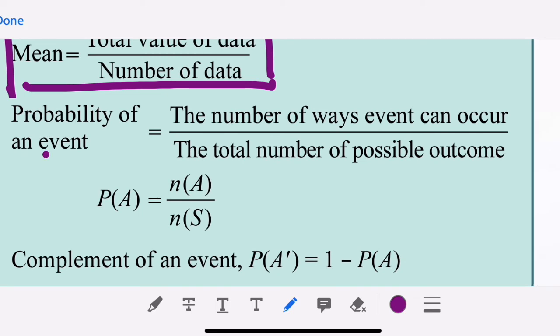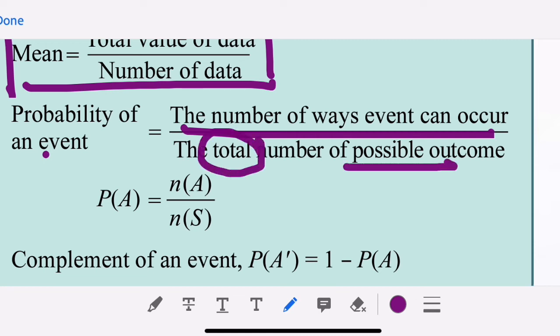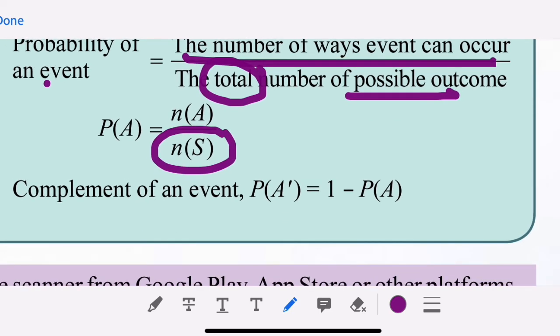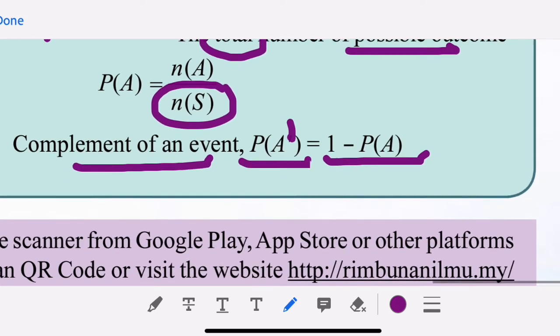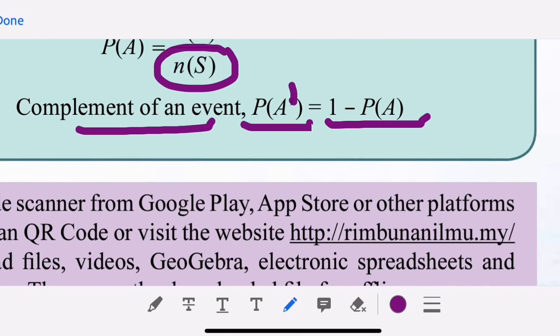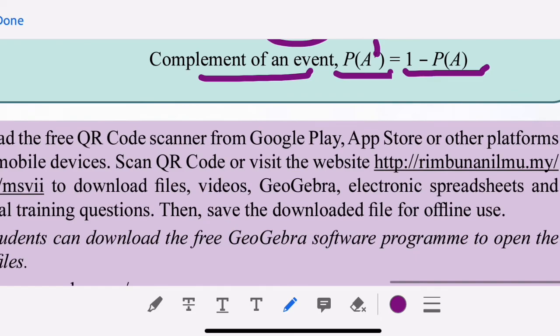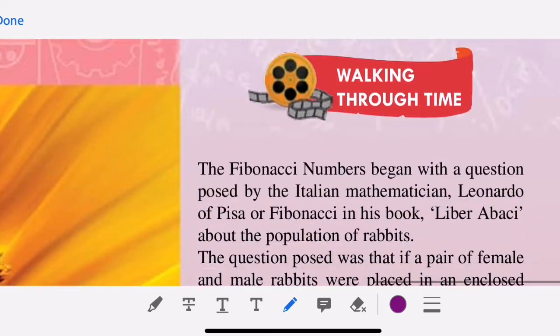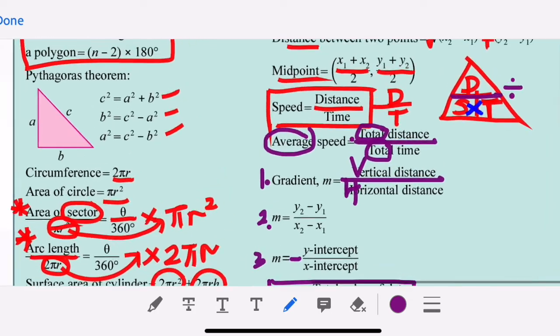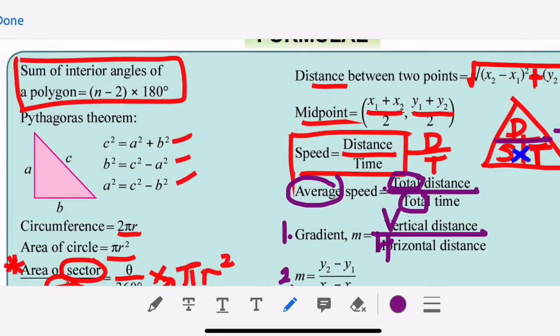Probability of the event is the number of ways the event can occur divided by the total number of possible outcomes. There is a total. So the total can be the total of the sample space. Complement of an event, this is called complement. It can be 1 minus probability of the event A. Probability of the complement of event, you can take 1 minus probability of the event A. So basically these are the important formulae for the Form 2 syllabus.